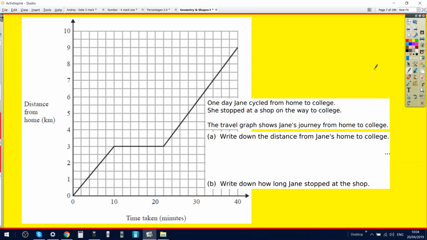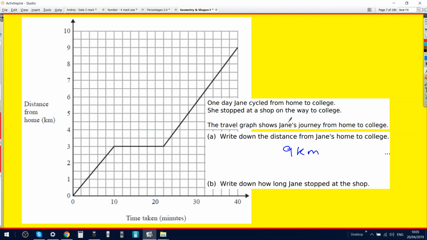Write down the distance from Jane's home to college. 9 kilometers. How long did Jane stop? 11 minutes. There's only 5 squares between 10 and 20. Oh wait, how long does Jane stop at the shop? Oh, she stopped at the shop on her way. So you're almost right. So she stopped on the way to college.